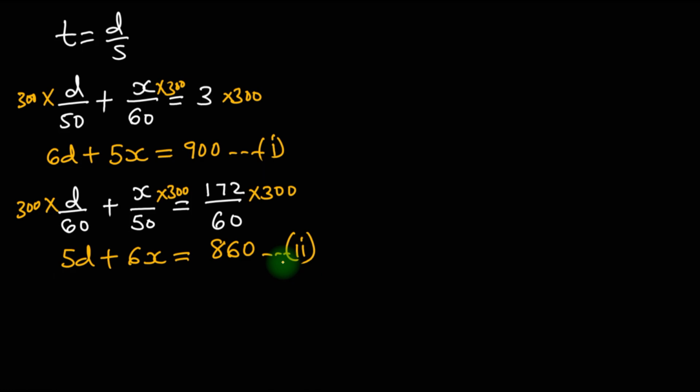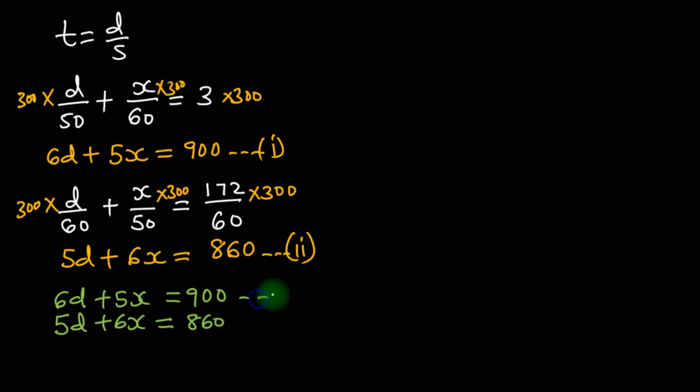Now I already have two linear equations, or simultaneous equations, so I need to solve for the unknown values. That is 6d plus 5x is equal to 900. The other equation is 5d plus 6x is equal to 860. So I have the two equations, and I want to use the elimination method to solve.